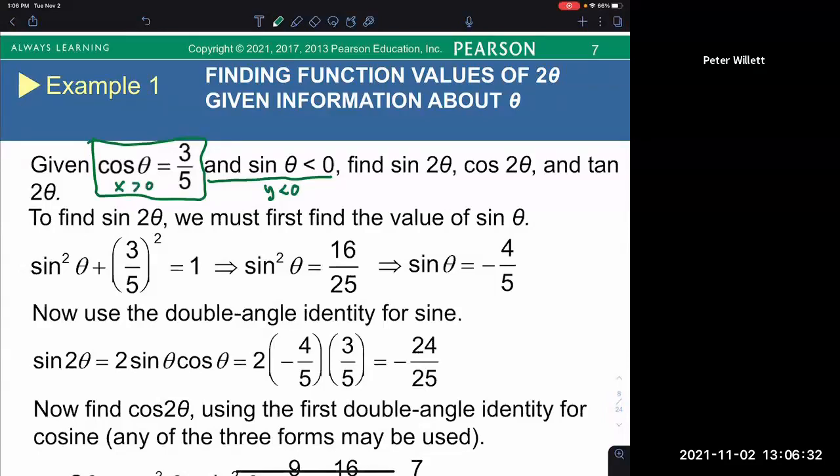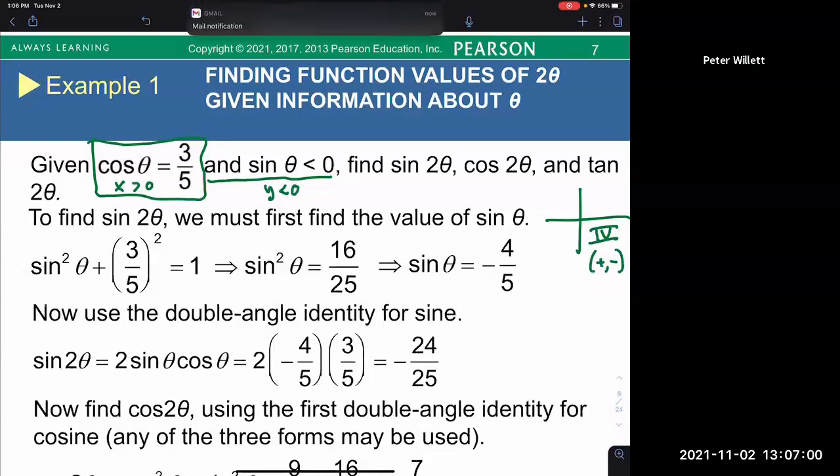And so these 2 bits of information together help us see that this theta value has to be in quadrant 4. Because in quadrant 4, that's the place where the x value is positive, but the y value is negative. That's why they tell us sine of theta is less than 0. All right, so given this information, they want us to find sine of 2 theta, cosine of 2 theta, and tan of 2 theta to find everything.